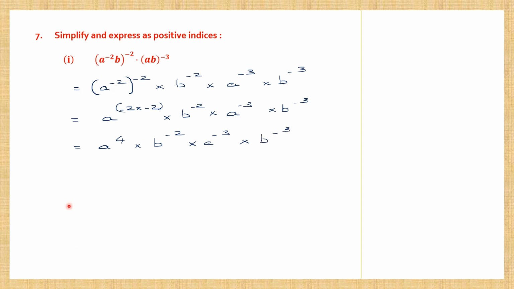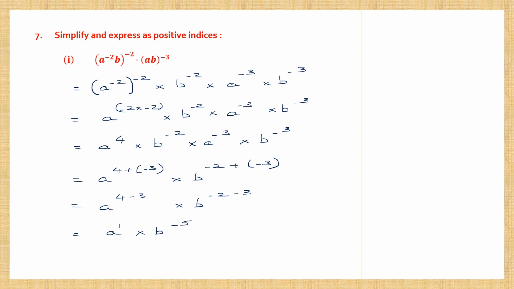Now, if the base is the same, we can add the powers. So here we have a and a, the base is the same, so we can add up the powers. So that will be a to the power of 4 plus minus 3. Similarly, we can do that with b also into b to the power of minus 2 plus minus 3. So this becomes a to the power of 4 minus 3 into b to the power of minus 2 minus 3. So this is a to the power of 4 minus 3 is 1 into b to the power of minus 2 minus 3 is minus 5.